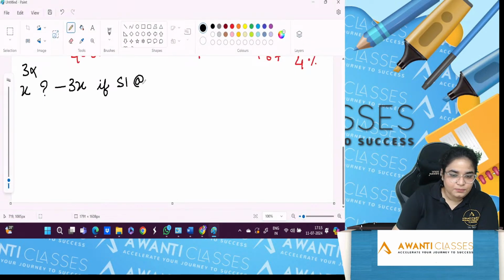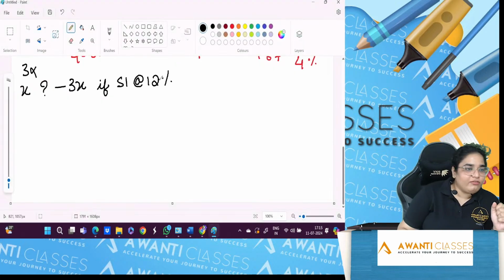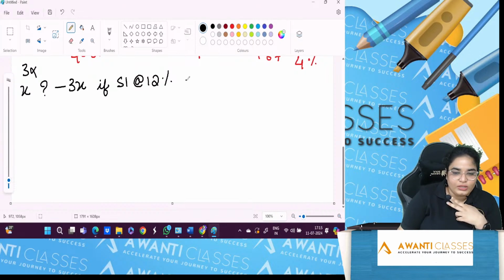if simple interest at 12% is charged? Yesterday we did a very similar sum. I think I told you what to do in this case. Let us assume x is 1000 rupees. So 3x will be 3000 rupees.